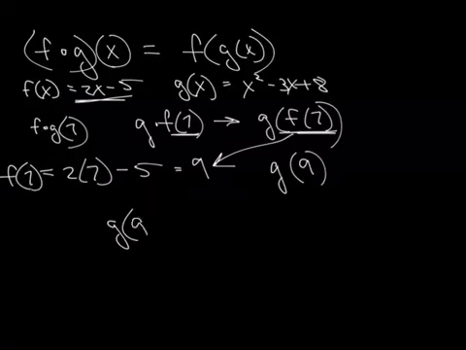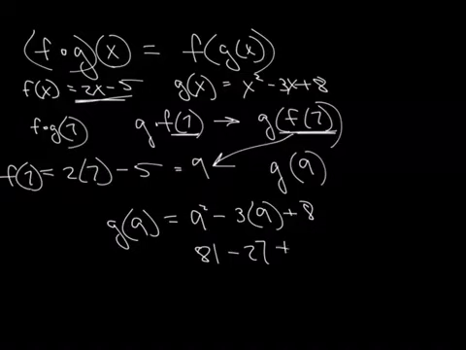So g of 9 is going to equal 9 squared minus 3 times 9 plus 8, which is 81 minus 27 plus 8. And that answer is going to be 62. Okay? Alright, I'm going to stop this video and we'll go to example 6.